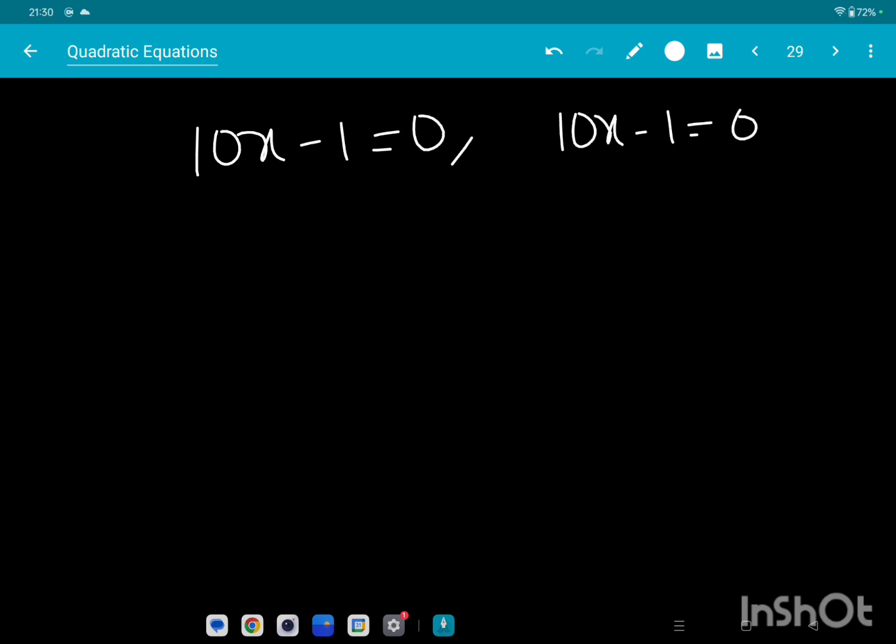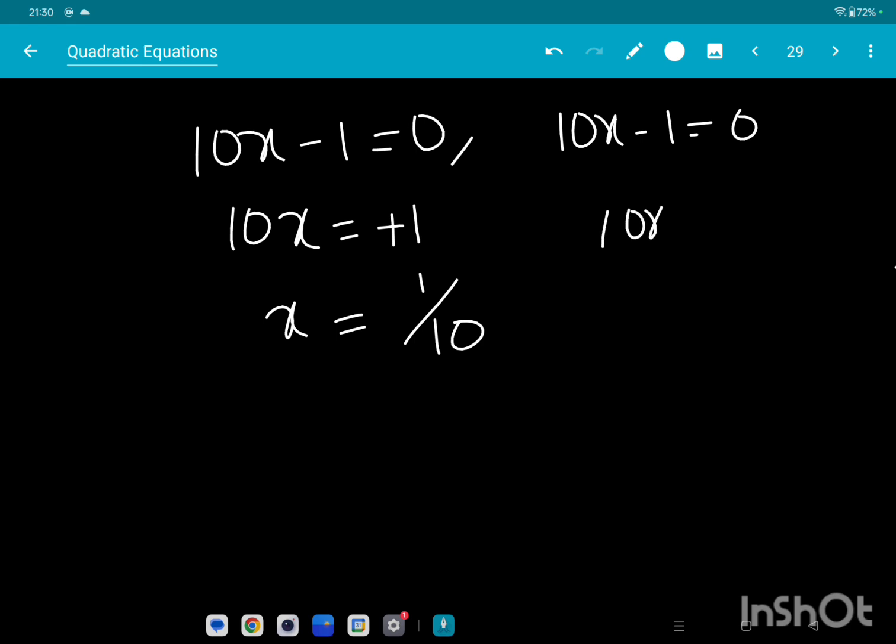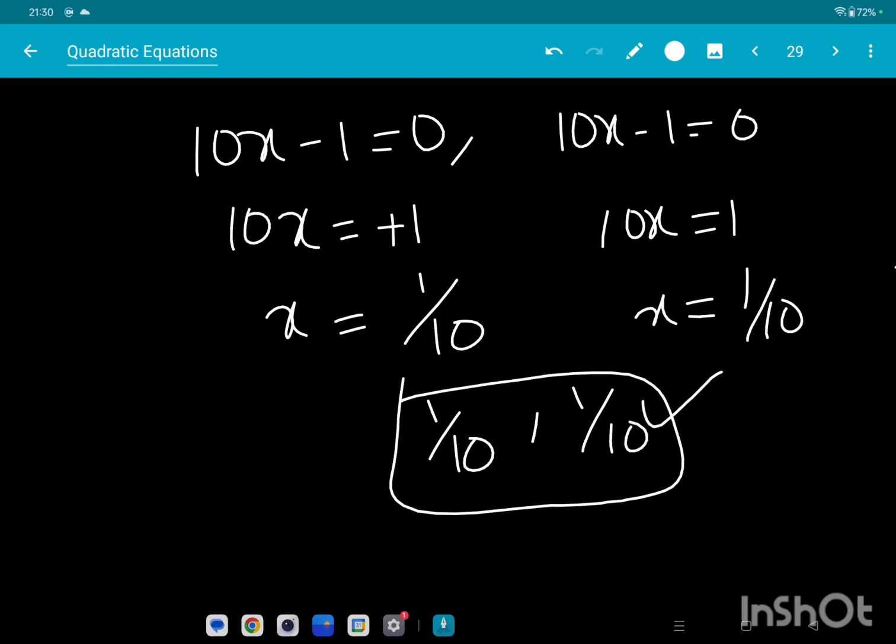is equal to 0. If I want to know the x value, then 10x is equal to minus 1 and plus 1. So x will become 1 by 10. Here also the same, 10x is equal to 1, and what is the x value? 1 by 10. And what are the roots of that equation? 1 by 10 and 1 by 10. These two are the roots of the quadratic equation. So the roots are the same.